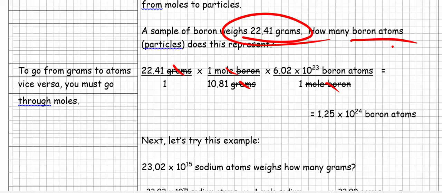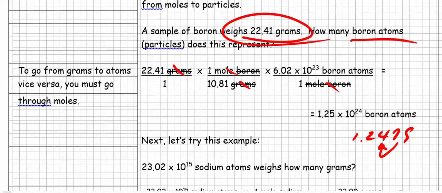But I want to round to how many significant digits? Well, how many significant digits are in the 22.41? 4. How many in the 10.81? 4. The 0 counts. But how many in the 6.02 times 10 to the 23rd? The 23rd part doesn't matter. I've got 3. So I can only have 3 significant digits. What I got on my calculator is 1.2479. Does this 7 kick this 4 up? Yeah, it does. So it's going to be 1.25 times 10 to the 24th boron atoms.